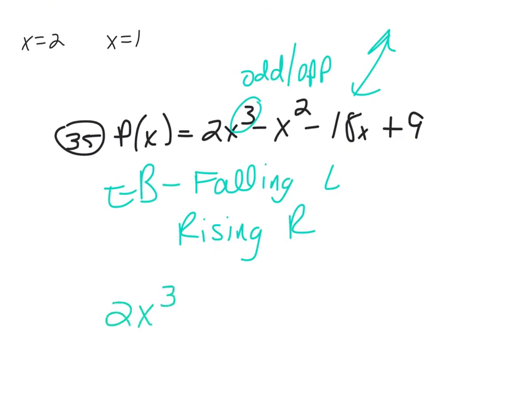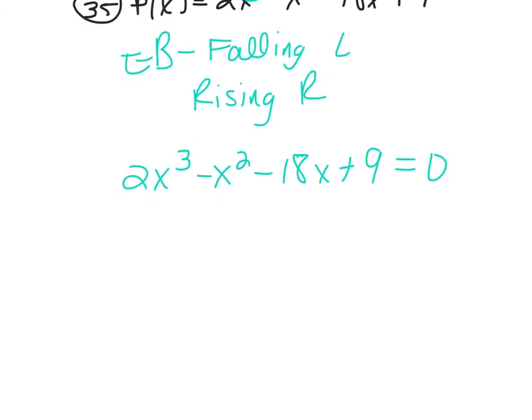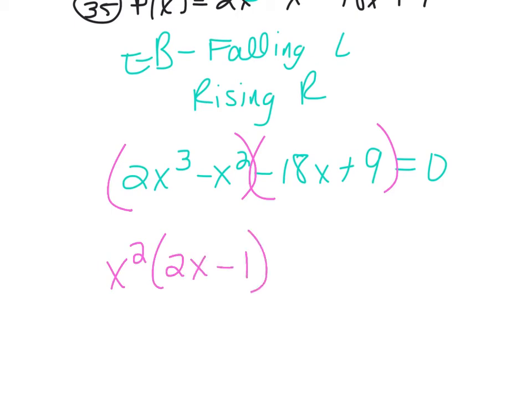Okay, so 2x cubed minus x squared minus 18x plus 9 equals 0. GCF, yes or no? Nope. They don't have something that all four have in common. So now, like Borja said, we're going to group. Remember, that middle term, that third term, keeps the sign. What do we have in common between 2x cubed and x squared? X squared. So I'm going to take out the x squared. I'm going to be left with 2x minus what? 1. Good. Anything divided by itself is 1.